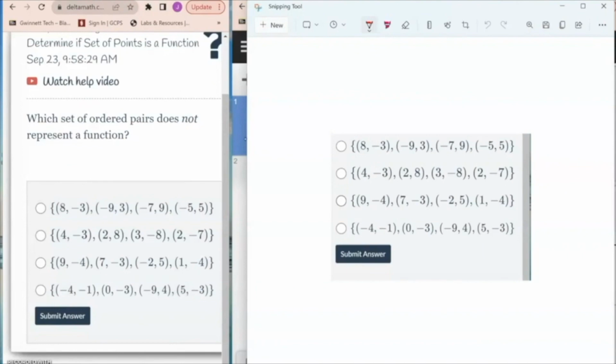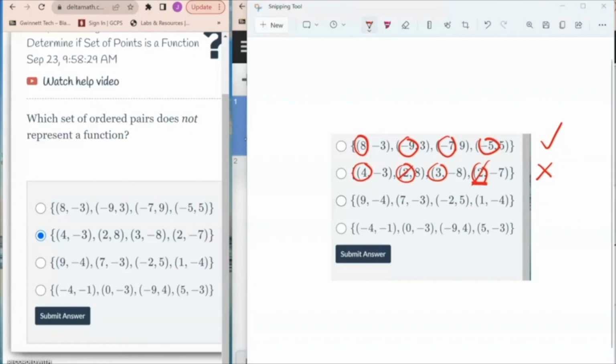So remember, x cannot repeat. So let's look at all my x values. Do any of these repeat? No. So this is a function. All right, let's look at my x values here. Do any of these repeat? Yes, right here, right? So this one and this one repeats. This one is not a function. So technically the question is which one is not a function. So B is the answer for my question, but I'm just going to keep going and showing you.